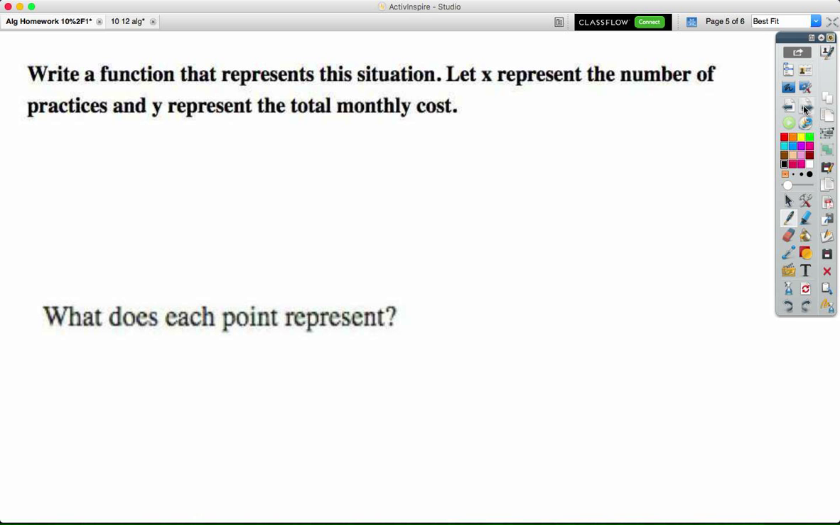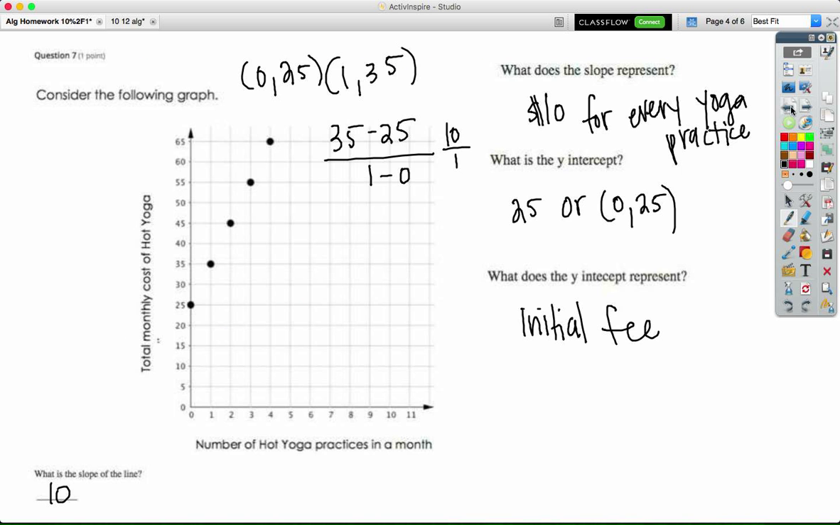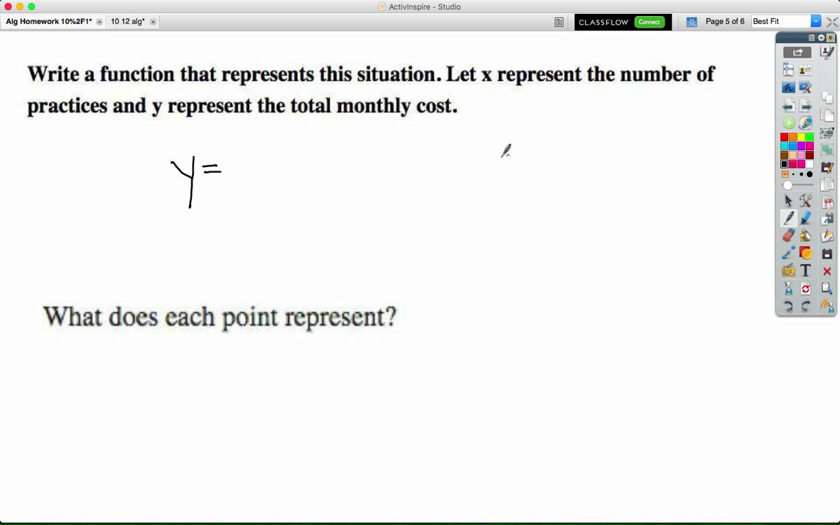X is the number of practices and y is the total monthly cost. So y equals the price per session was $10 per session, and then the original cost before taking any session was 25, so it should be 10x plus 25. So 25 was our y-intercept and 10 was our rate of change. Each individual point represents the total cost for that number of sessions.